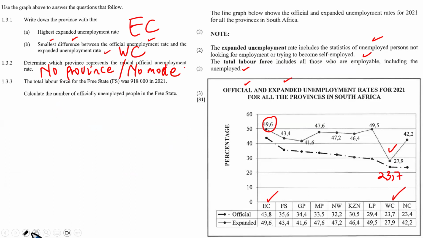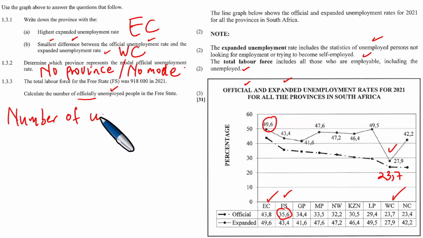In other words, the total labor force in the Free State was 918,000 in 2021. Calculate the number of officially unemployed people in the Free State. So you're dealing with the Free State province, and the officially unemployed rate for the Free State is 35,6. So you would put here the number of officially unemployed people. Let's put officially to make sure there is a clear distinction.